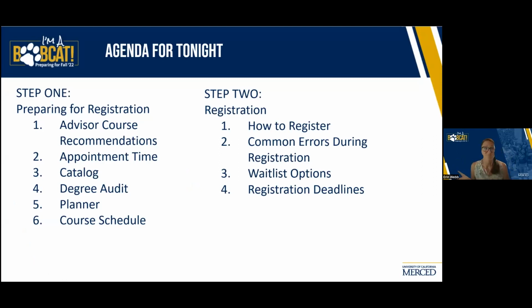So here's our agenda. We are going to walk you through step by step, preparing for registration, which is the most critical step in registering for classes. We're going to talk briefly about the advisor course recommendations that you should have received yesterday, where you can find your appointment time, who cares about the catalog anyway, why it's important, viewing your degree audit, looking at your planner, which is a 4-year planning tool that we have available to all students, and then how to build a course schedule.